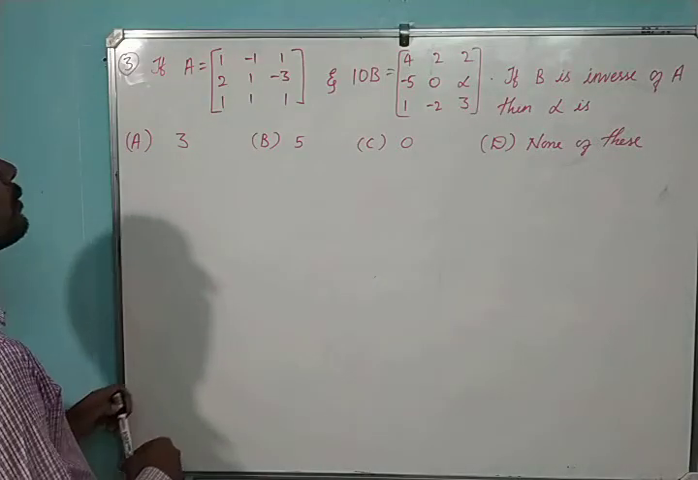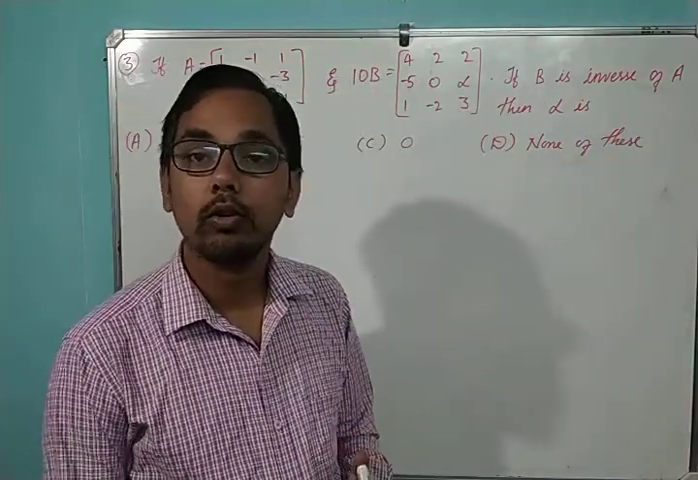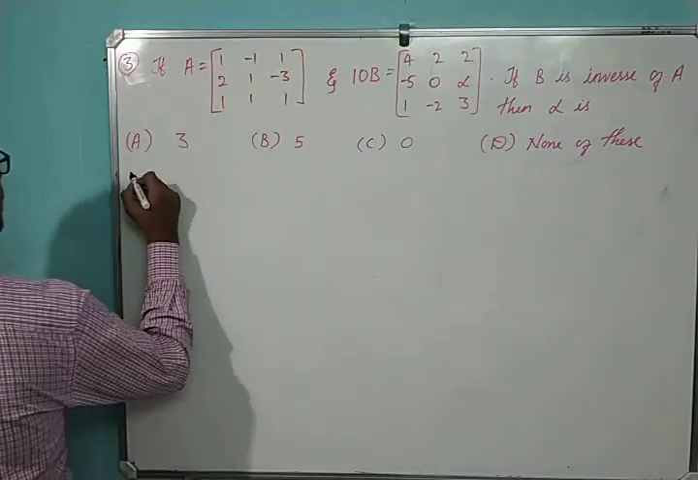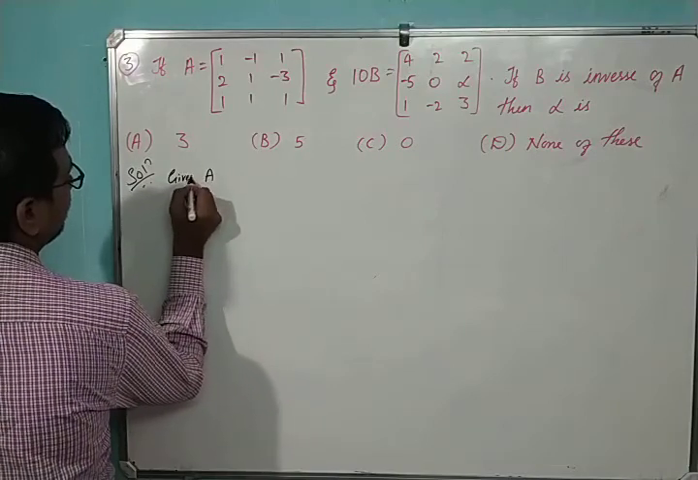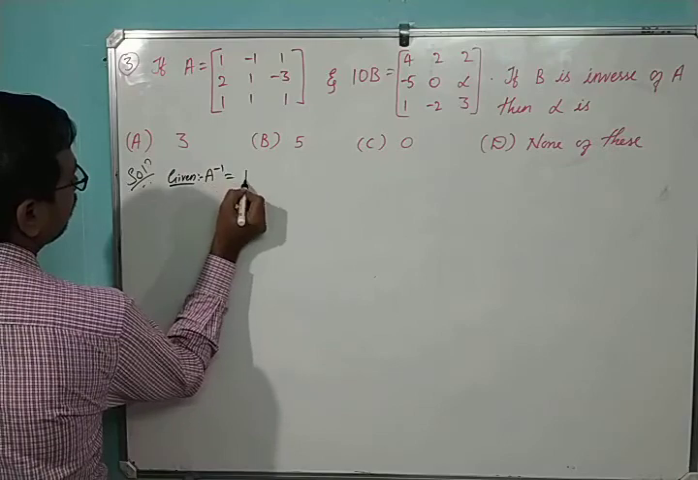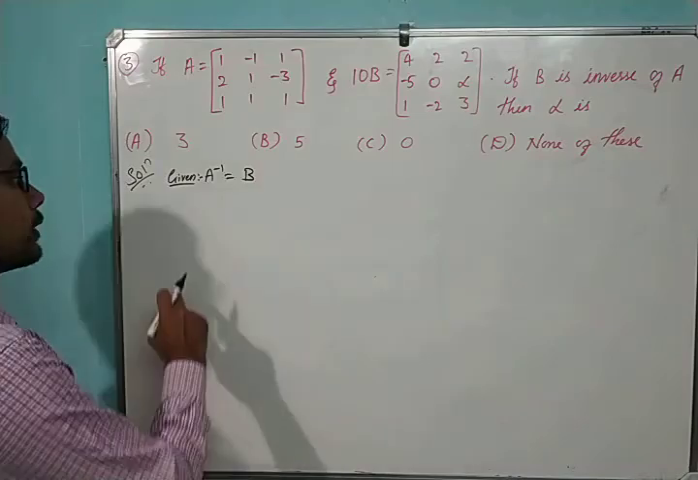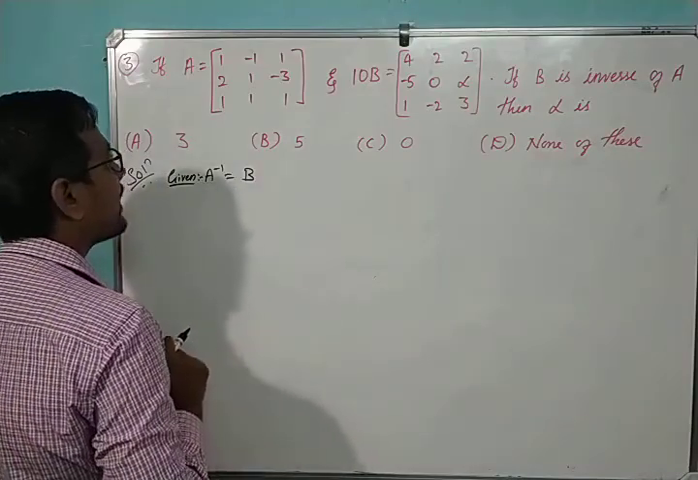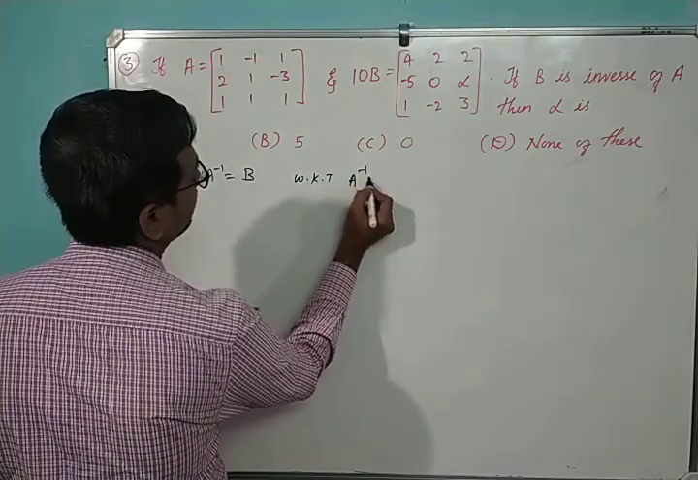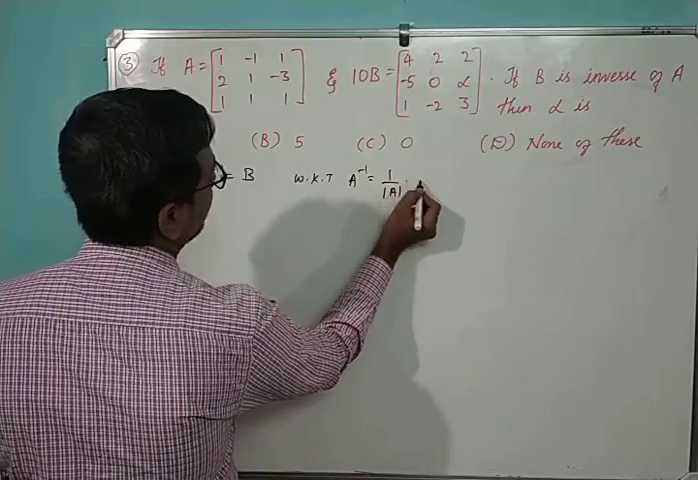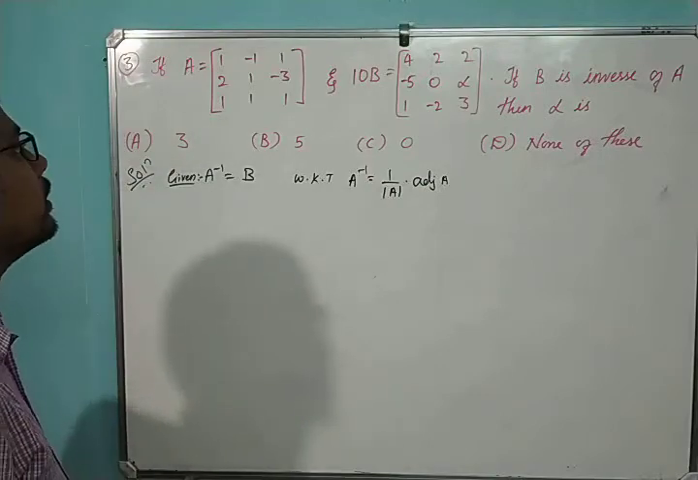Okay. So here what they have given is, B is inverse of A. That means A inverse is equal to B. The condition given is A inverse is equal to B. First let us find A inverse. Let's see what is A inverse. Right? We know that A inverse is equal to 1 over determinant A into adjoint A.